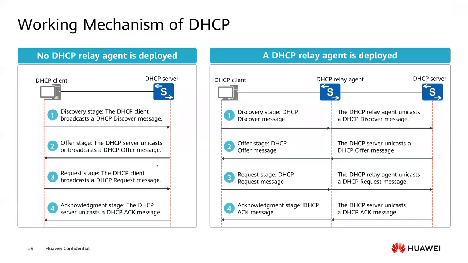First is the working mechanism of DHCP. I think you know that DHCP uses four types of packet to obtain an IP address. It is a discovery. It is a broadcast traffic of DHCP. Offer is the unicast packet. Request is also broadcast, but it depends on which stage. In some stages, for example in the renew stage, the request will be a unicast. But when the terminal obtains the IP address for the first time, the DHCP request packet is a broadcast. And the last one is sent from the DHCP server. It is a DHCP ACK packet.